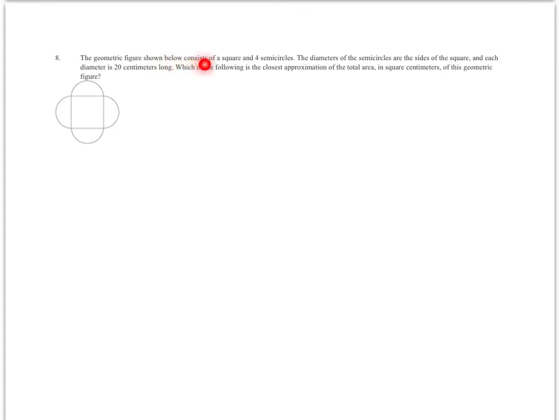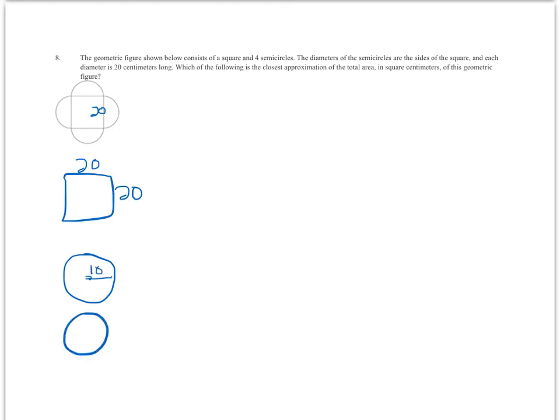The geometric figure shown below is a square and 4 semicircles. One semicircle is half a circle. If you have 2 semicircles, that's a full circle. So we end up with 2 full circles when you put your 4 halves together. The diameter of the semicircles are the sides of the square. Each diameter is 20. So this right here is 20 centimeters. So we have a square that's 20 by 20. And we have 2 circles with a diameter of 20 and a radius of 10.